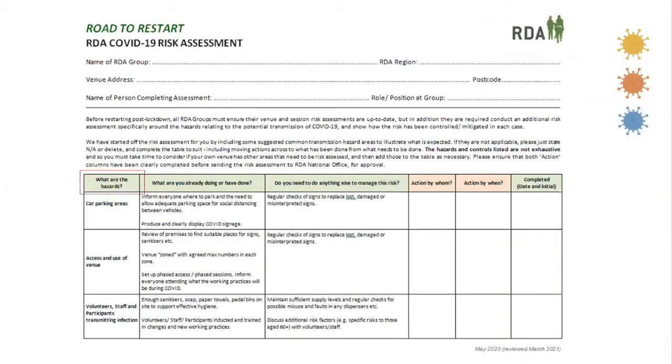So moving on to the template document itself, which we've got up on the screen here, we've used a basic HSE template, and you'll see the following columns for completion. What are the hazards? These are the activities, the locations, etc., that could be a source of COVID transmission.